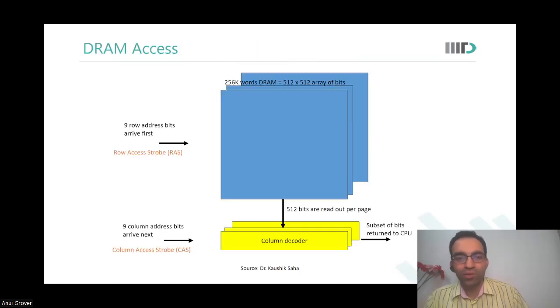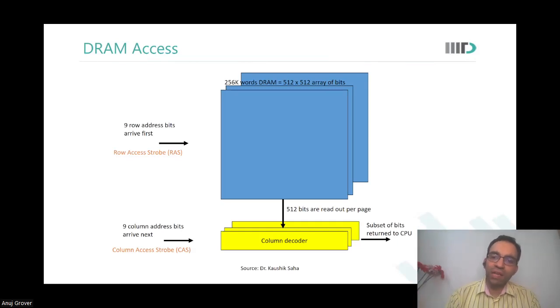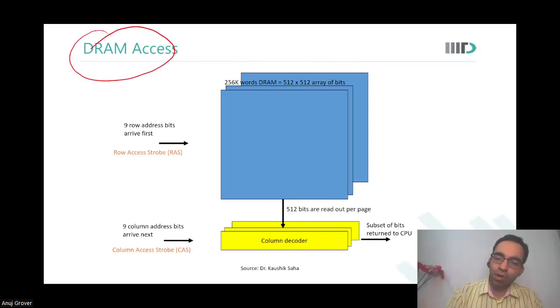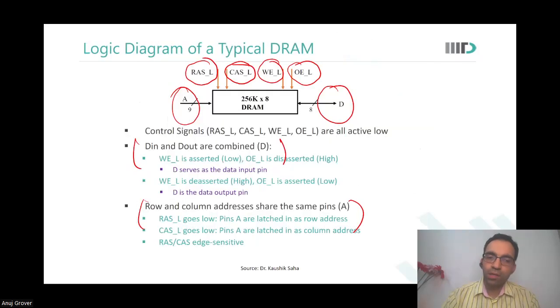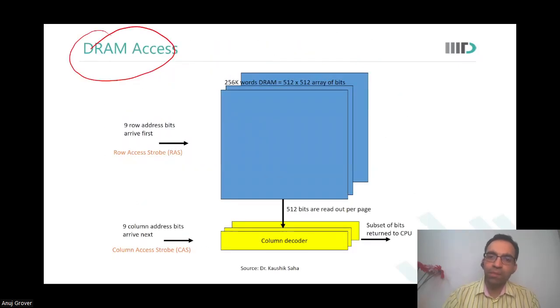Okay. No sound means no questions then. So 256k words, 512 cross 512 array. This is the logical diagram of this memory. And 512 bits are read out per page. We could say there are 16 pages. So we kind of match that particular memory that we had. And a subset of bits is returned to the CPU.